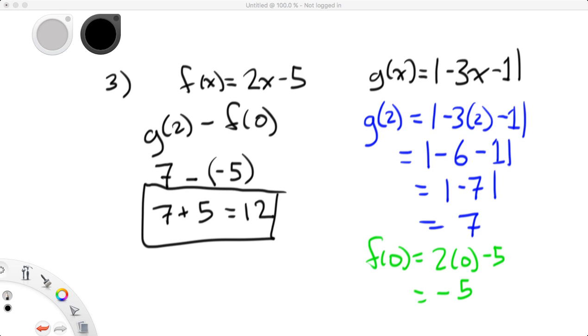So now we go back to our original thing right here, and we can substitute 7 for g of 2, keep that minus in place, and we substitute negative 5 for f of 0, and we get 7 minus negative 5. What do we know about subtracting a negative? Well, it's going to end up being the same as 7 plus 5, so our answer is going to be 12. So that is our answer for number 3 on the power up.